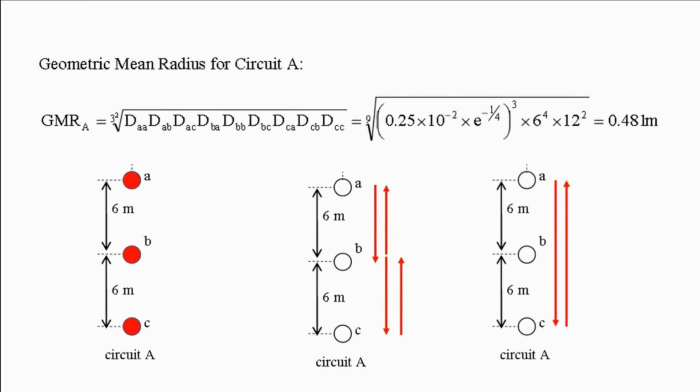Is the calculation for the geometric mean radius clear, or should I repeat it? I will repeat it.